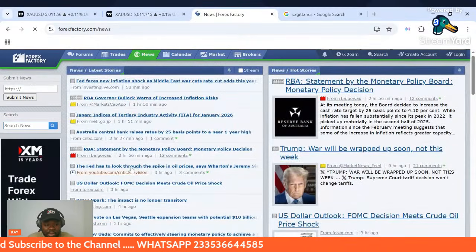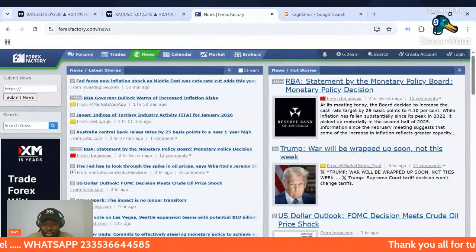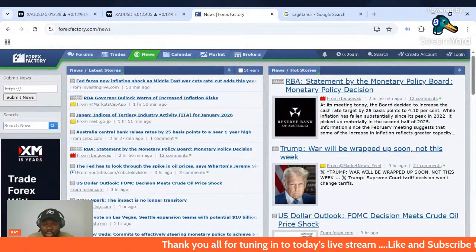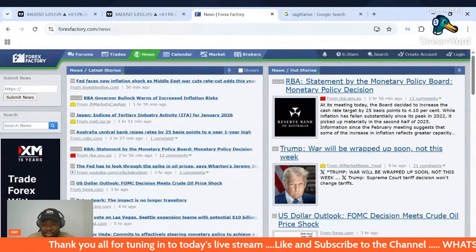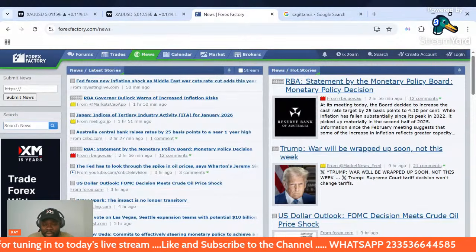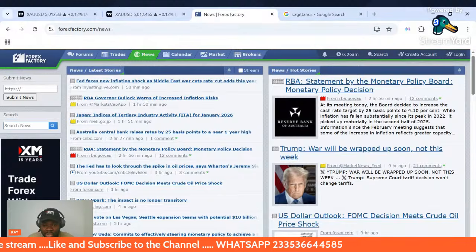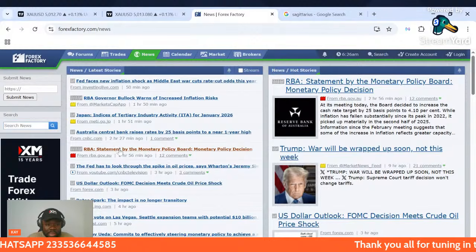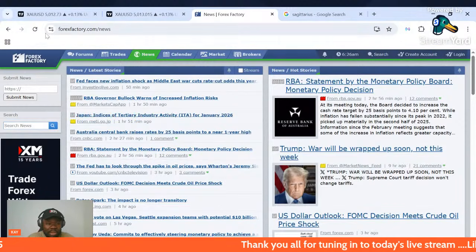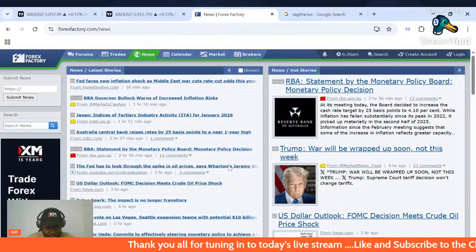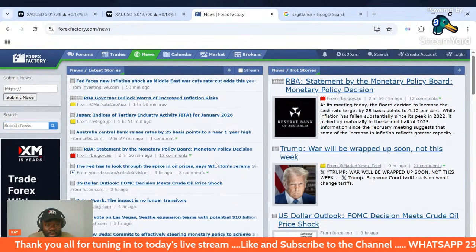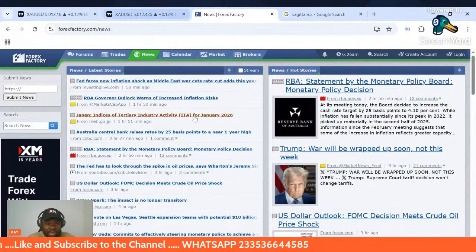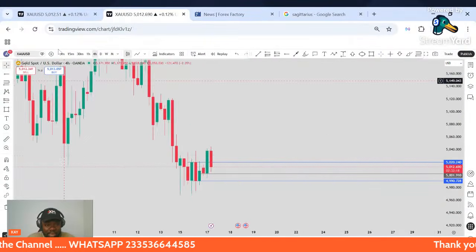So let's check the random news that got released when you were asleep. Reserve Bank of Australia, statement by the Monetary Policy Board, monetary policy decisions. When you were asleep, I think the Australian bank released their interest rate decision. At the meeting today, the board decided to increase the cash rate. There was news that got released, but since you didn't trade during that time, it's not something of a concern. With the random news too, we didn't get any high impact news during that time. So let's move straight to the technical analysis and see what's going to happen.